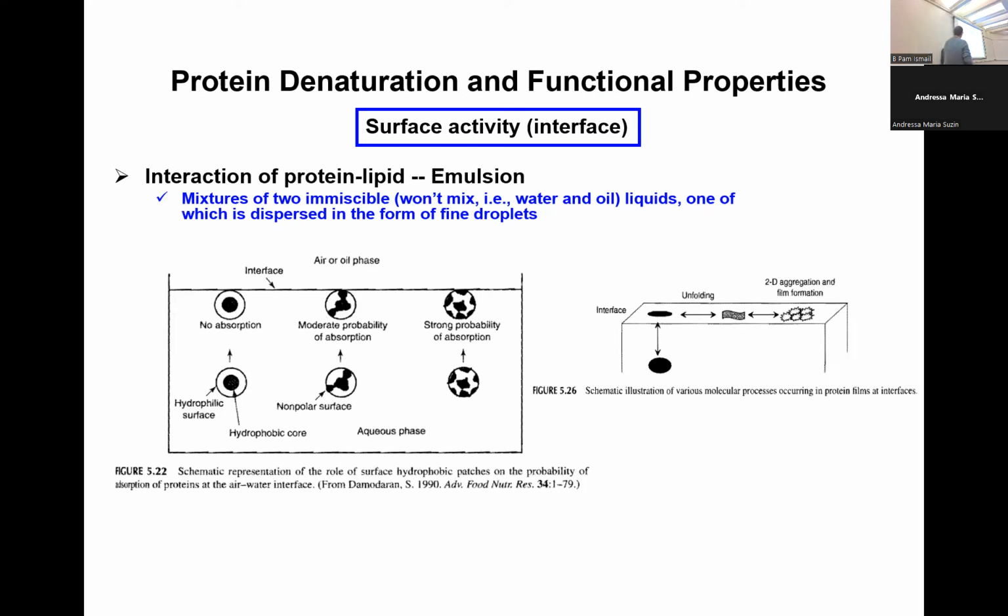So the first step is you want the protein to move to the interface. You want it to unfold and reorientate the different components, and then form kind of a film, interact with each other and form a film around your oil droplet or water droplet, depending on whether it's oil in water or water in oil.